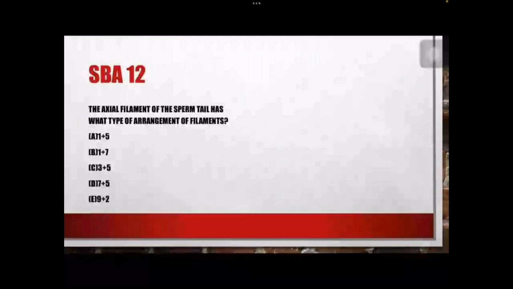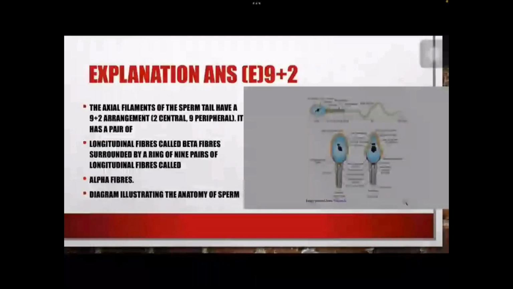The next question is the axial filament of the sperm tail has what type of arrangement of filament? A is 1 plus 5, B is 1 plus 7, C is 3 plus 5, D is 7 plus 5, and E is 9 plus 2. It is 9 plus 2, yes, correct. 2 central and 9 peripheral. Yes, it's the correct answer.